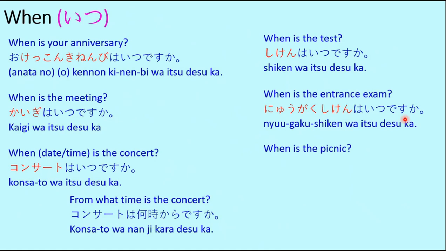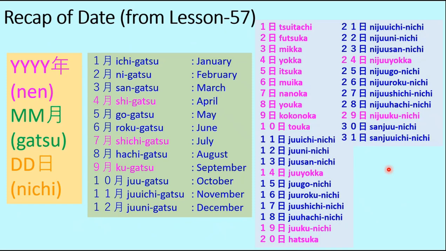When is the picnic? So picnic, you can see here, this is written in katakana because this is a foreign word, just like concert, konsato, it is katakana, and here picnic is katakana. Picnic wa itsu desu ka? When is the picnic? And again, you can use this table to write answers for each of these questions in the form of month and day.